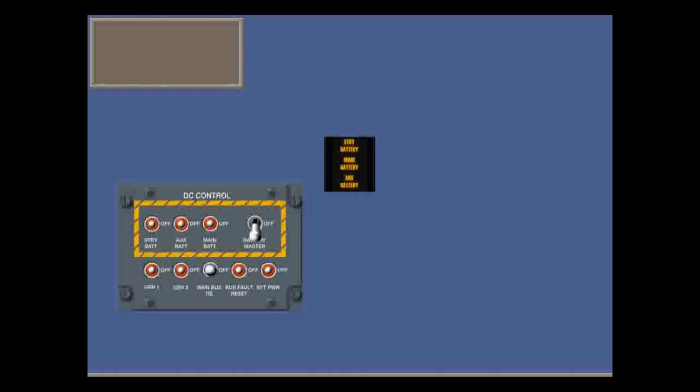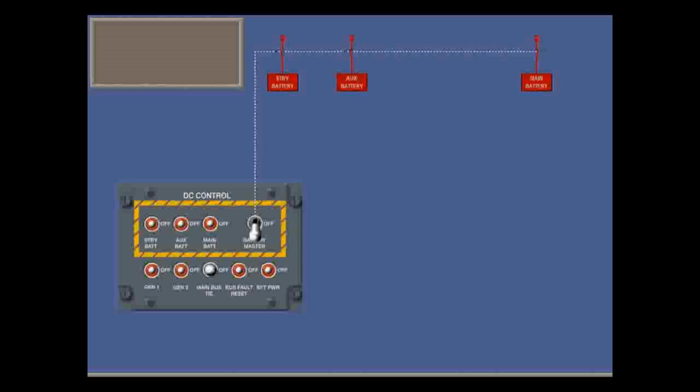When the individual battery switches are off, the battery caution lights come on, indicating that the batteries are not being charged. The battery master switch controls the output from the three batteries, not the charging input to the batteries. When in the battery master position, the standby and auxiliary batteries power the left essential bus and the main battery powers the right essential bus. The powering switches are directly connected to the standby, auxiliary and main battery switches.